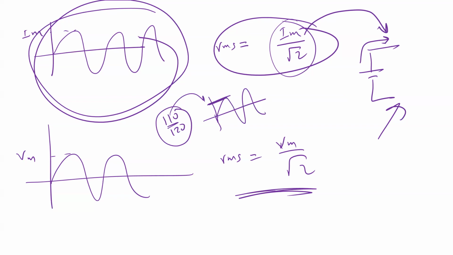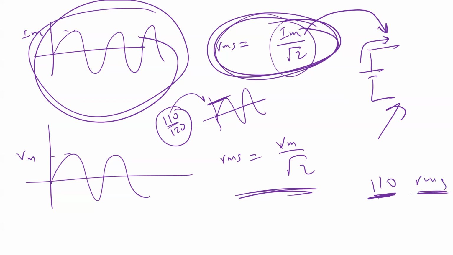Actually, this value is the RMS value. You get what I'm saying? So the 110 we have in our homes is actually the RMS value of the sinusoidal voltage we have. It's not the peak. Okay? It's the RMS value.